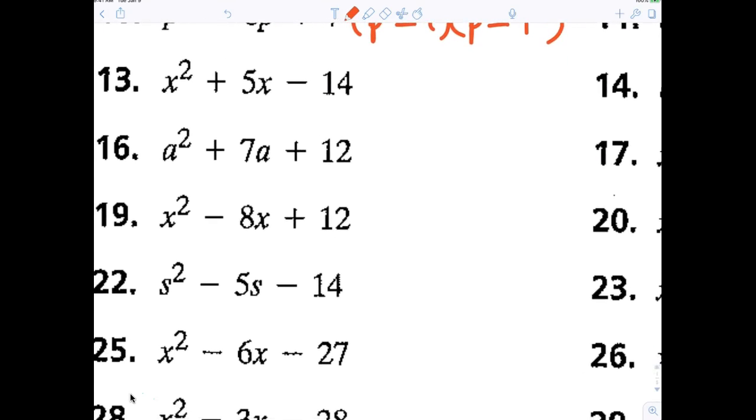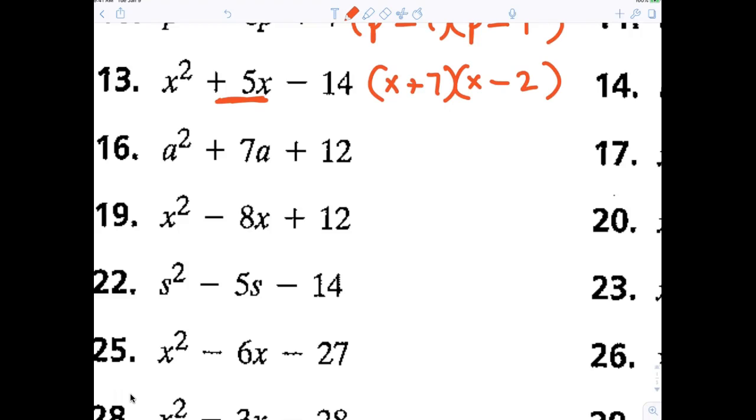Number 13. Cole. So what would you do? X. Two sets of parentheses. And then, what are the factors of 14 that make 5? 7 and 2. So now you want it to be positive 5, so you want the plus 7. That's exactly it.